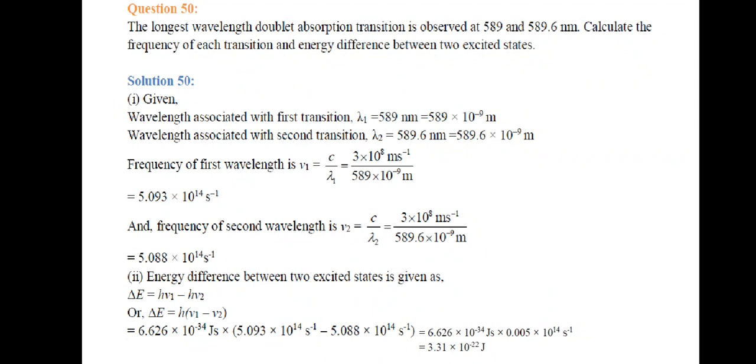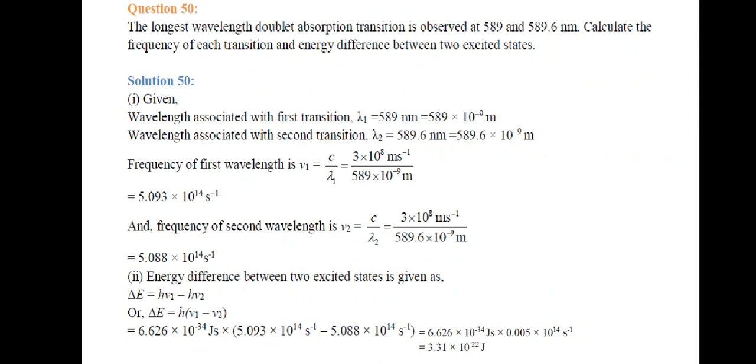The wavelength associated with the first transition, lambda 1, is 589 nanometers, which is 589 into 10 power of minus 9 meters. Lambda 2 is 589.6 nanometers, which is 589.6 into 10 power of minus 9 meters. Frequency of the first wavelength, nu 1, equals c upon lambda 1, which is 3 into 10 power of 8 meters per second upon 589 into 10 power of minus 9 meters, which is 5.093 into 10 power of 14 seconds inverse.